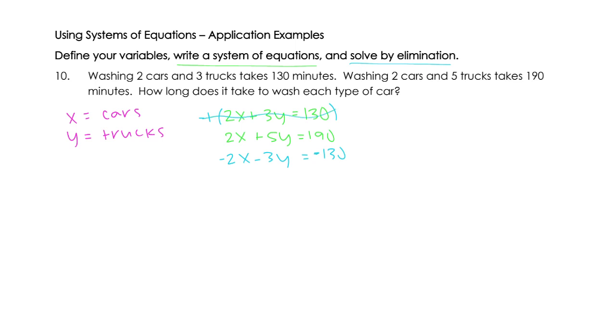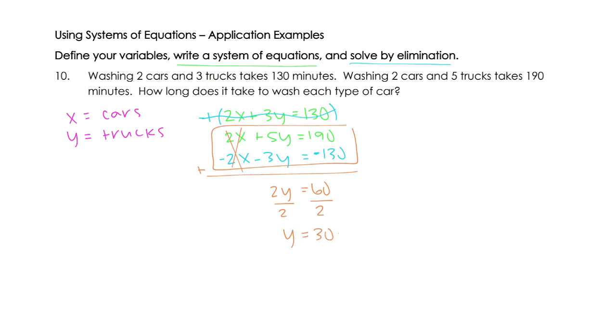And then lightly squiggle out that top one. We're not looking at that one anymore. And I'm going to go ahead and add these two equations right here. When I do that, my 2x's cancel out. I have 2y equals 60, divide both sides by 2, and y would be 30.